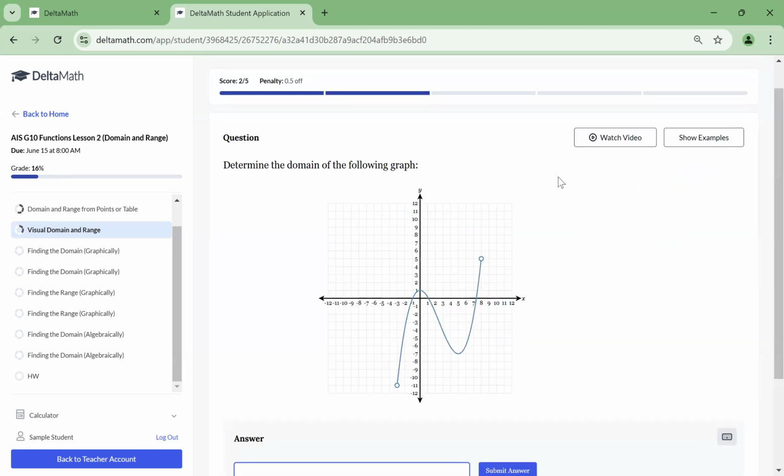Here we want the domain as well. So again, we're looking from the left to the right. Let's do this: this is the leftmost and this is the rightmost. So again, these are open circles, and we're looking at the x, not the y. So from -3 to 8. So we're going to write -3 less than x less than 8.